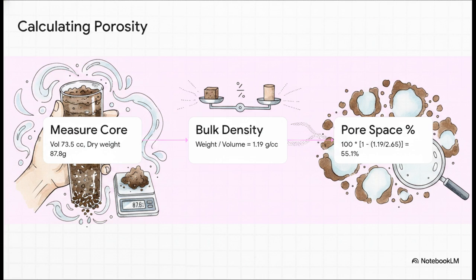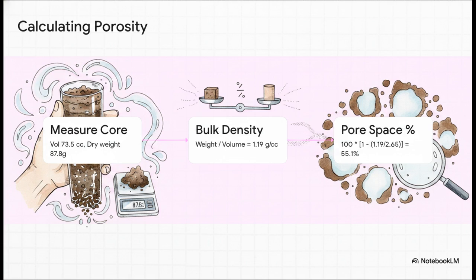Step 2, we calculate the bulk density. We just divide the weight of the soil, 87.8, by the volume, 73.6, which gives us a bulk density of 1.19 grams per cc. Finally, step 3, we calculate the percentage of pore space.